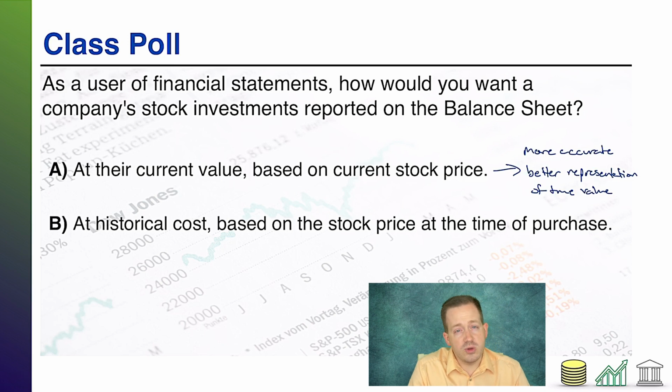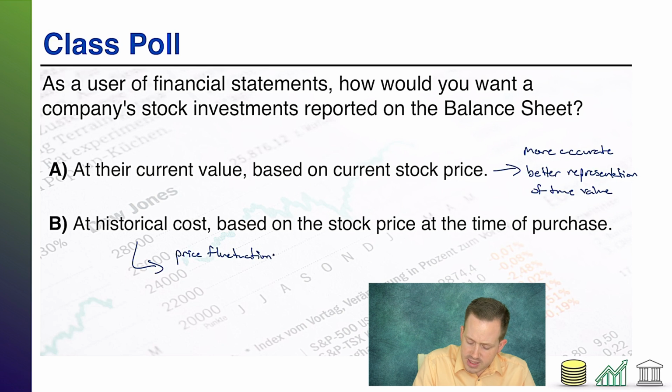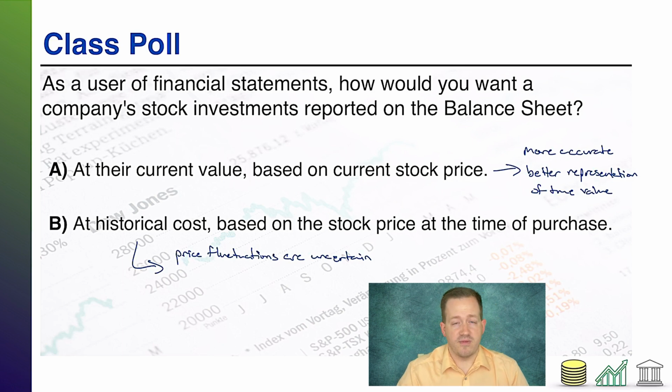However, I do get some students who argue B at historical cost. And often the reason for arguing option B is that those price fluctuations that have happened since the day you bought it are uncertain, right? The stock, yes, it may go up in value since the day you buy it. It may go down in value. But as long as you're holding it, you technically haven't gained value or lost value. It's not till the day you sell it that value kind of comes to fruition.